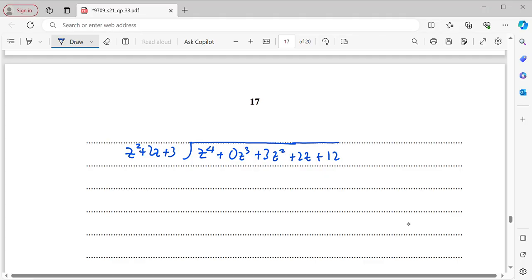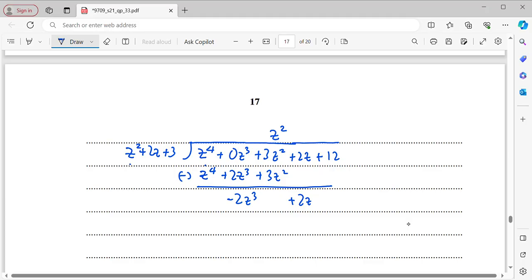Okay, so to get z degree 4 from z squared, you must times with z squared. So it will be z degree 4 plus 2z cubed plus 3z squared. So then, when you minus, first term will be 0. Second term is negative 2z cubed. Third term will be 0. Bring down the plus 2z.